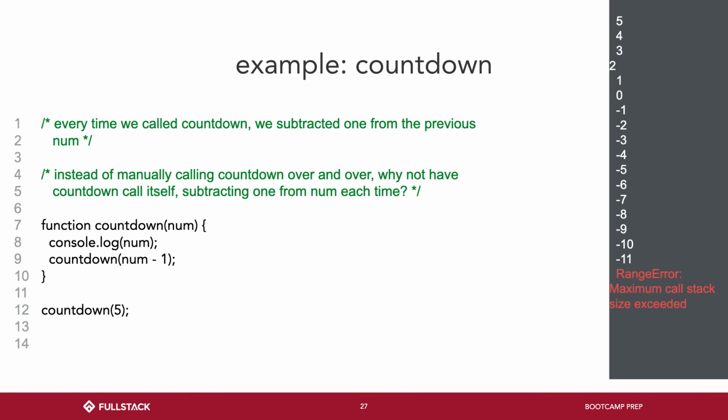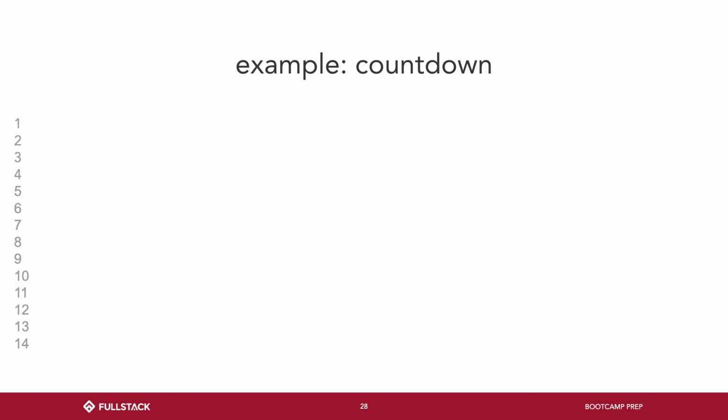So we get our range error, maximum call stack size exceeded. Any questions on this, why this is happening? Does everybody understand why this is happening? It makes sense, right? You're calling the function itself, but when should it ever stop? We run it, okay, run it again, okay, run it again, right? So we have to tell it when to stop.